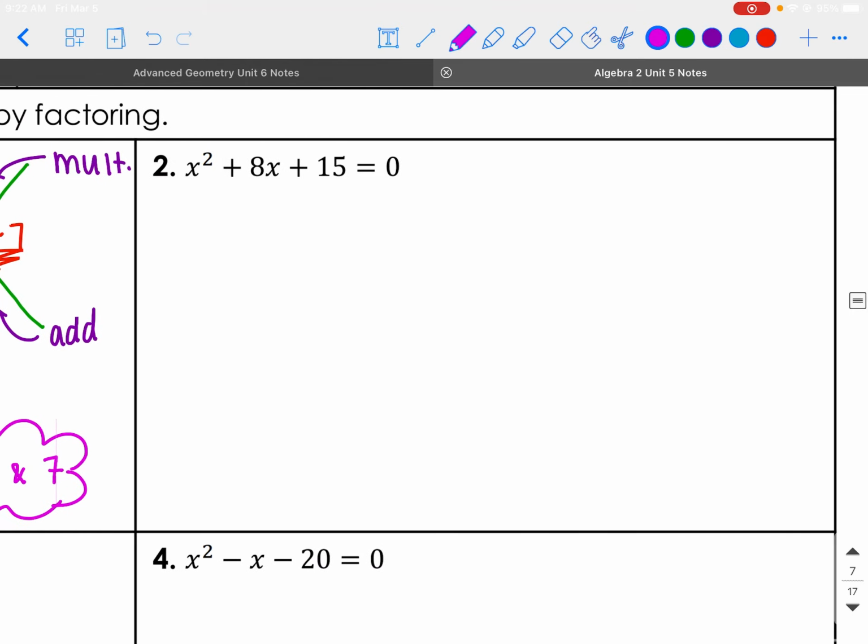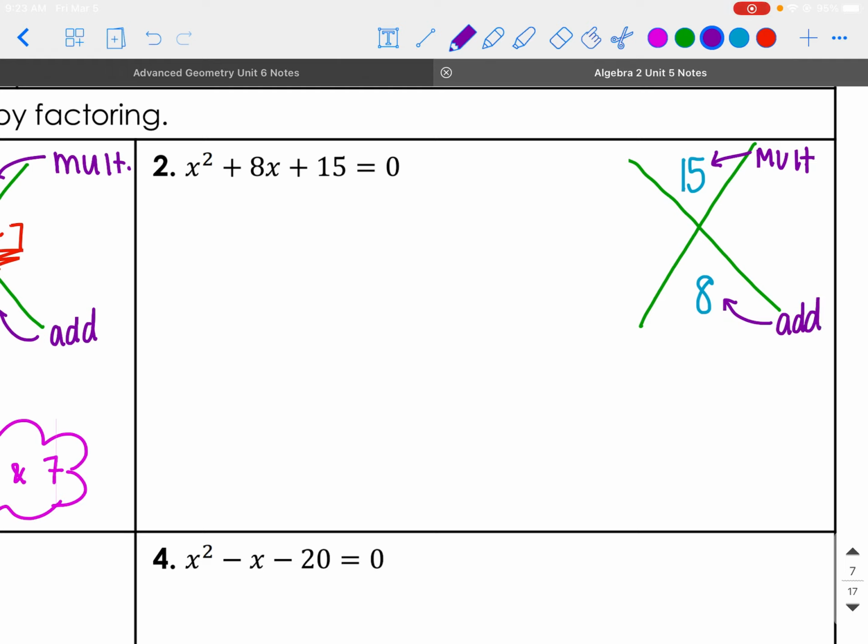All right, number 2. Let's make our x. 15 goes on top, 8 goes on bottom. We're looking for two numbers that multiply to be 15, add to be 8. So we always want two numbers that multiply to be the C value, add to be the B value.